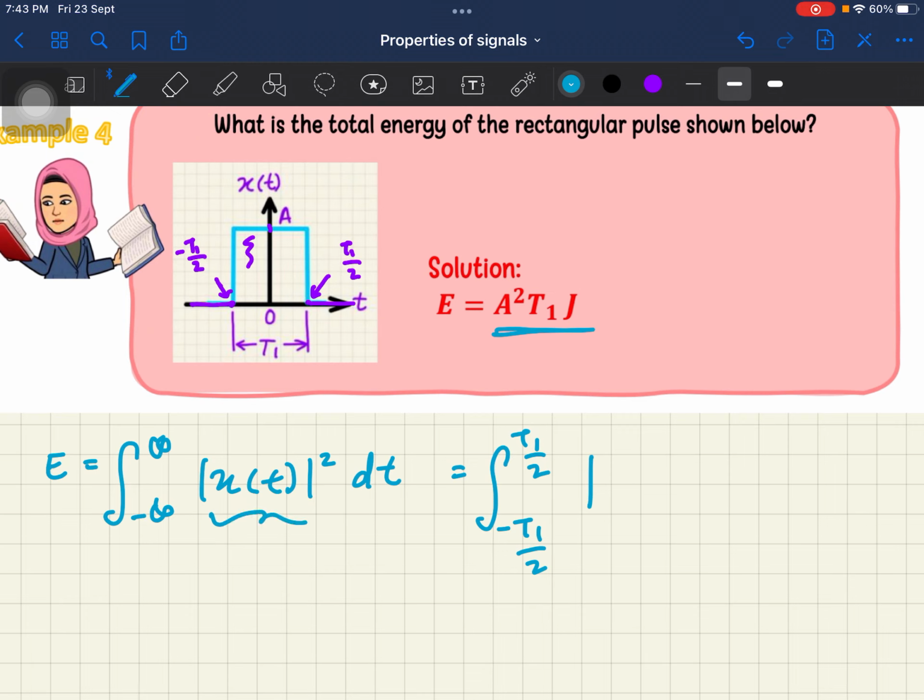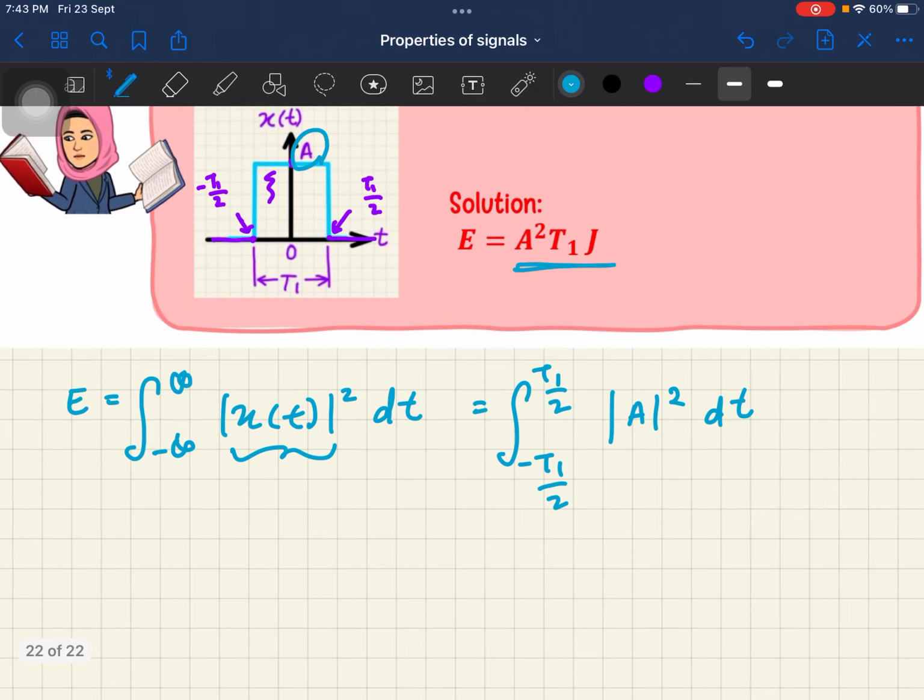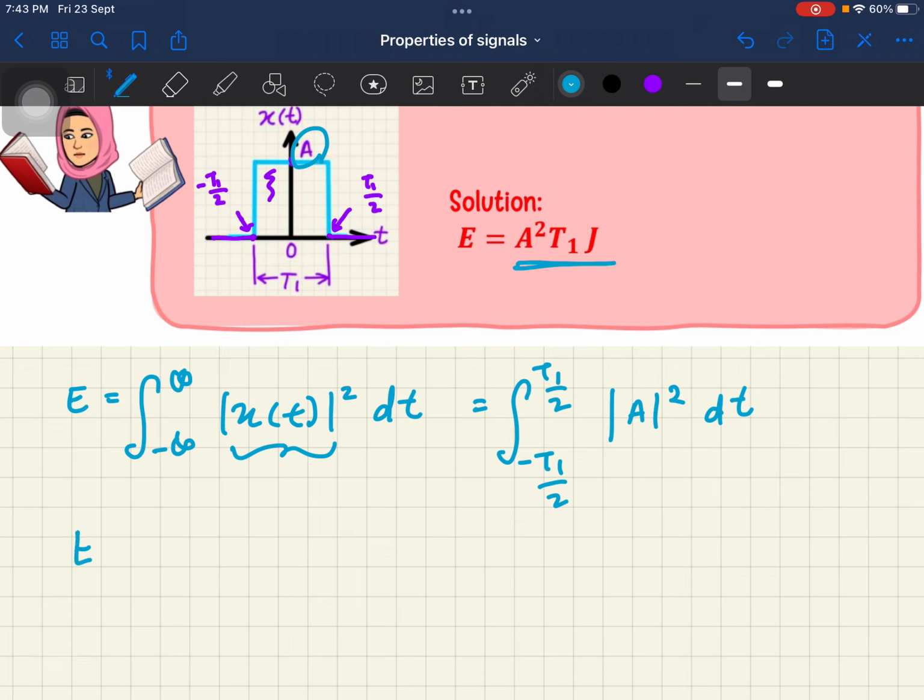Now this part will be the signal. In this case, our signal is a rectangular pulse with an amplitude of A, so this will be A squared dt. Now E equals, this part is simply a constant value of A, so we can take it out. So we have A squared, integration from minus T1 over 2 to T1 over 2 of dt.